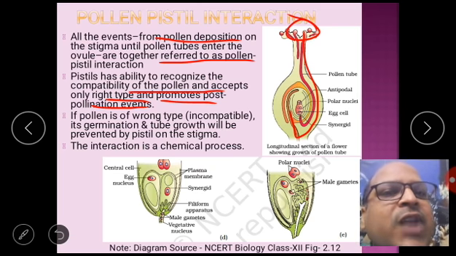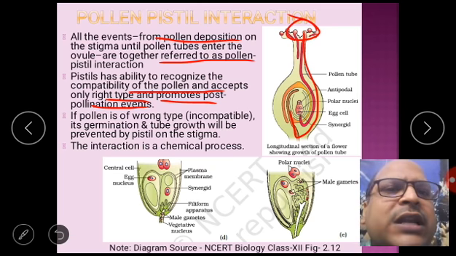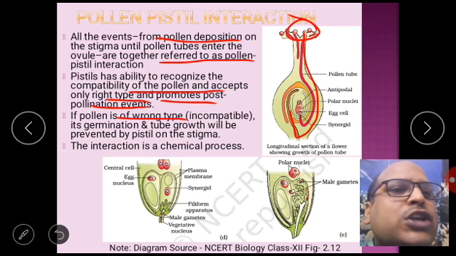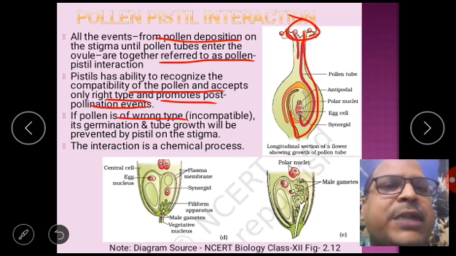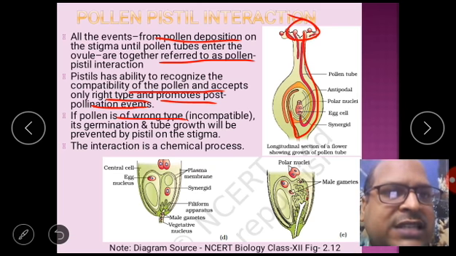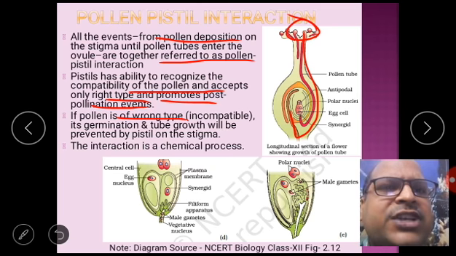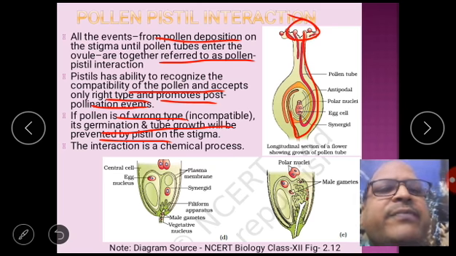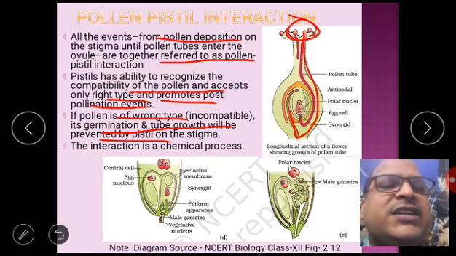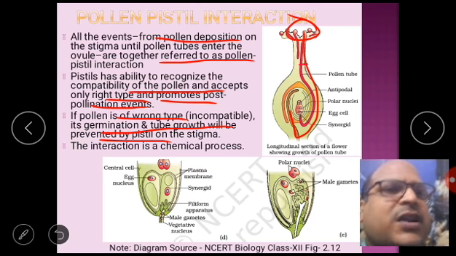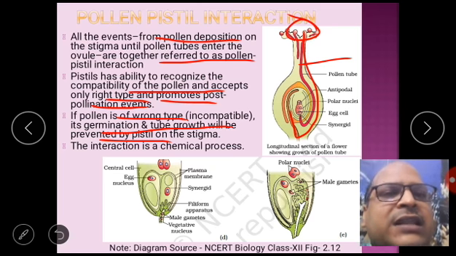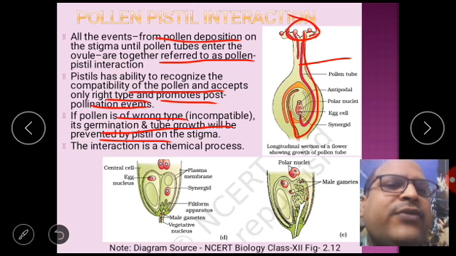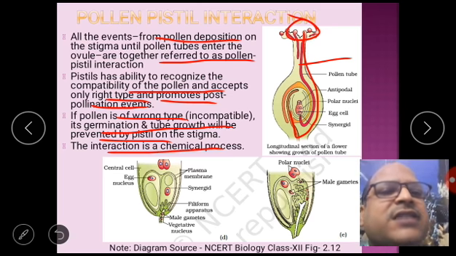Now if the pollen is of the wrong type, just like I gave the example of rice and wheat, then it is incompatible, and its germination and tube growth will be prevented. It cannot germinate in this manner. This interaction is a type of chemical process.